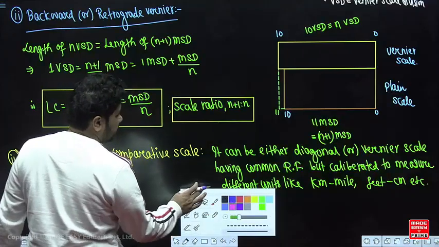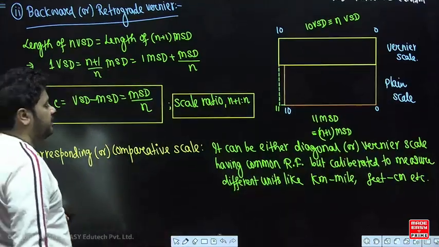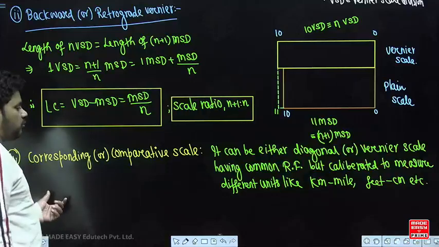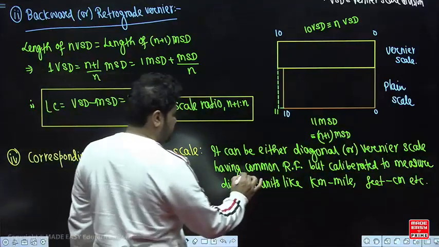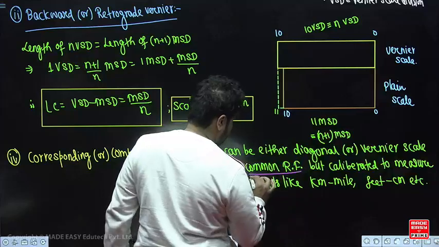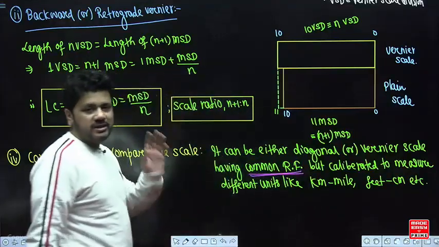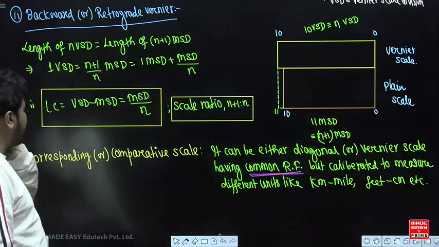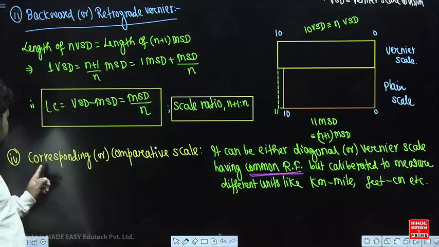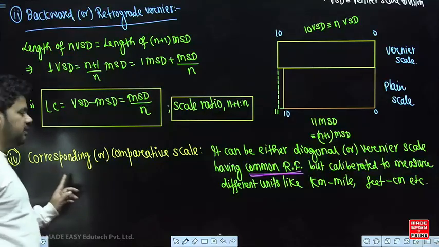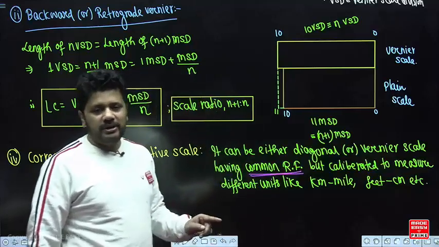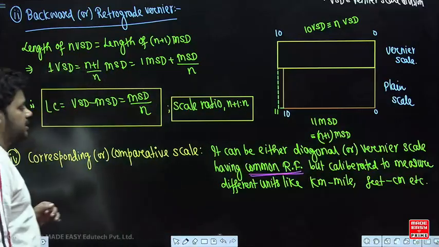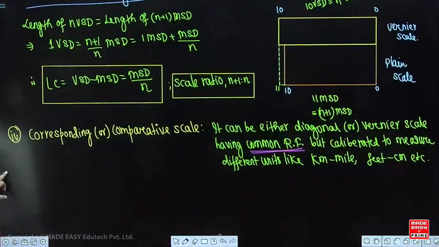So in the examination, what will they ask you? They will ask you on what basis the corresponding or comparative scale is made. On what basis? On making common RF, right? So both scales will have a common RF. So whatever RF or representative fraction is used for the kilometer, the same RF will be used for the mile, right? So kilometer RF and mile RF will be the same, correct?